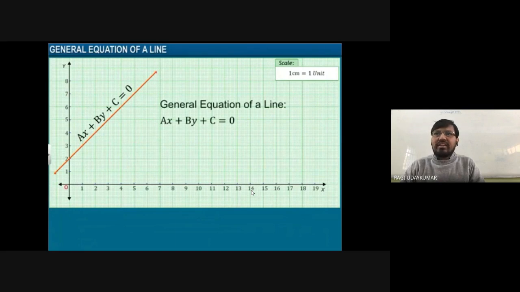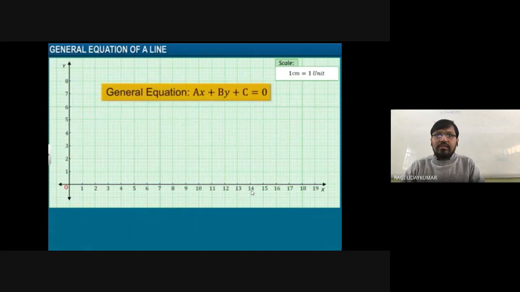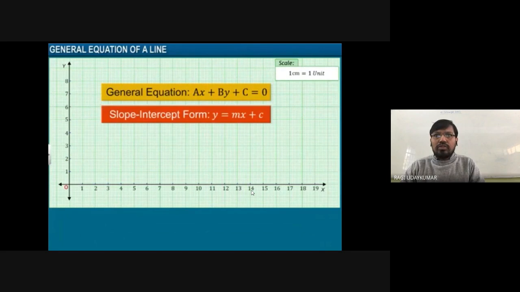A general equation of a line, a straight line equation, is actually a linear equation in two variables. The linear equation in two variables. So see, this is a condition: a and b not equal to 0 simultaneously. This can be said as a square plus b square should not be equal to 0.